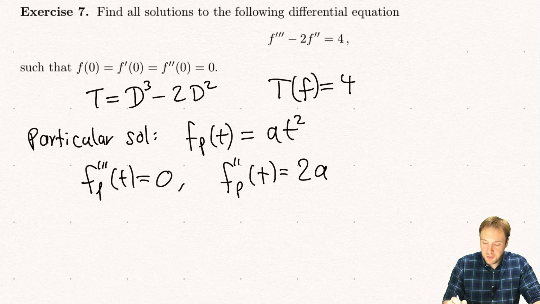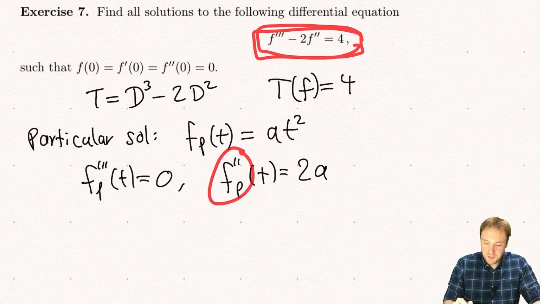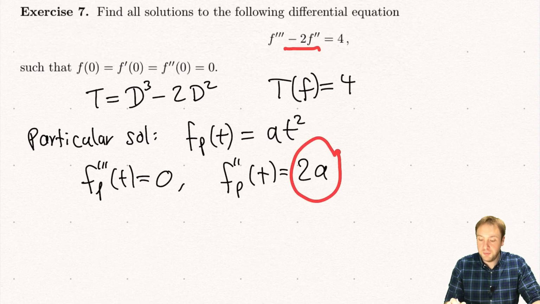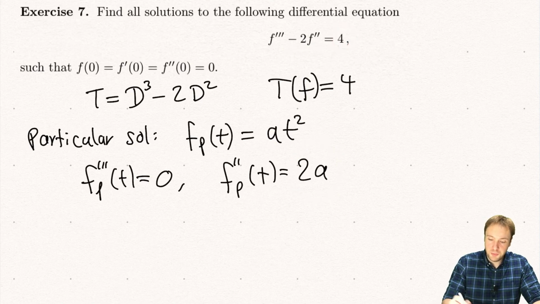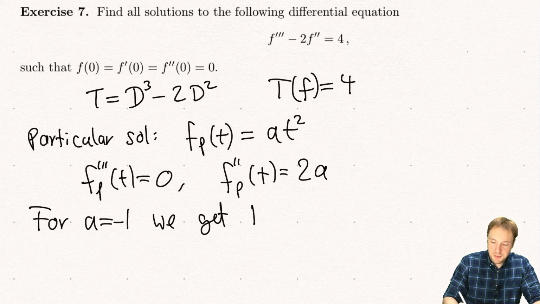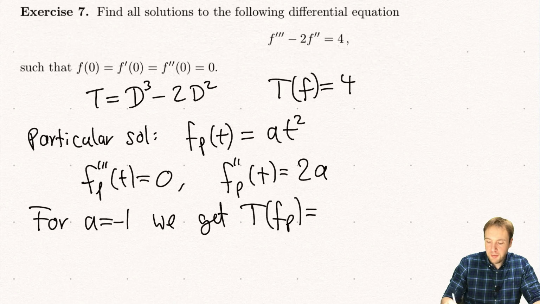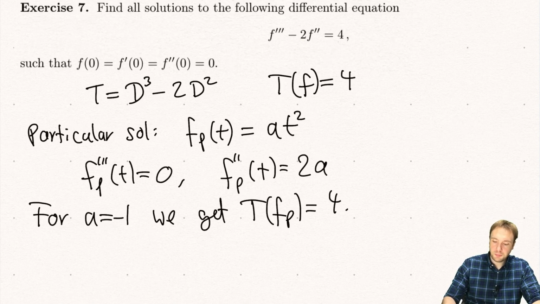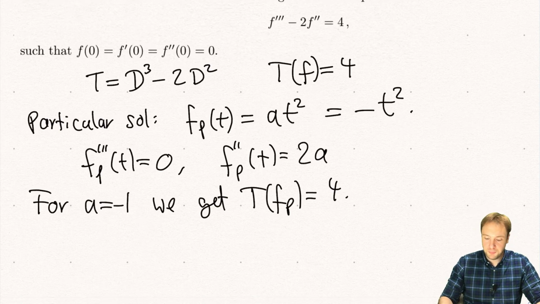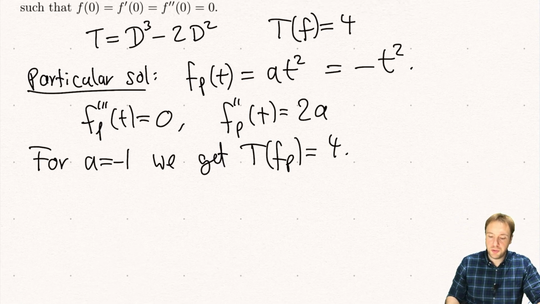And therefore, if we want this equation to be satisfied by this f_p, we want that minus 2 times 2a, so minus 4 times a, equals 4. So for a equals minus 1, we get that T of f_p equals 4. In other words, we choose f_p to be minus t squared. So this is one particular solution.